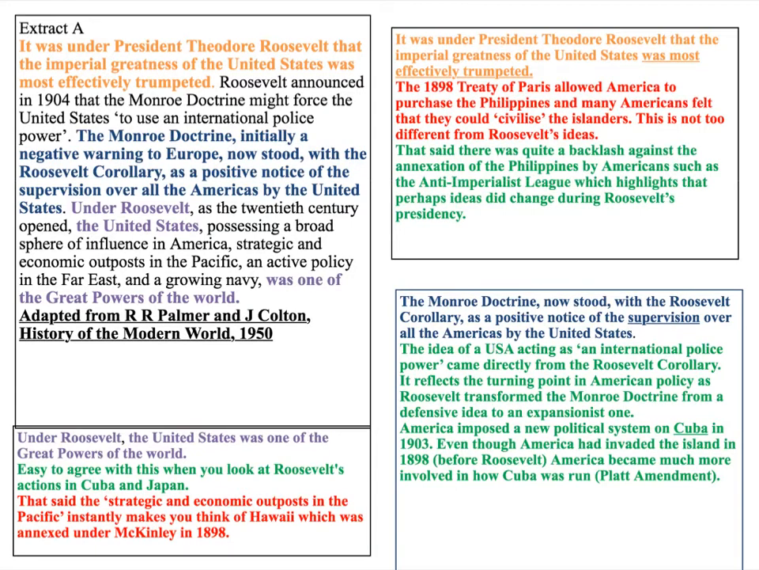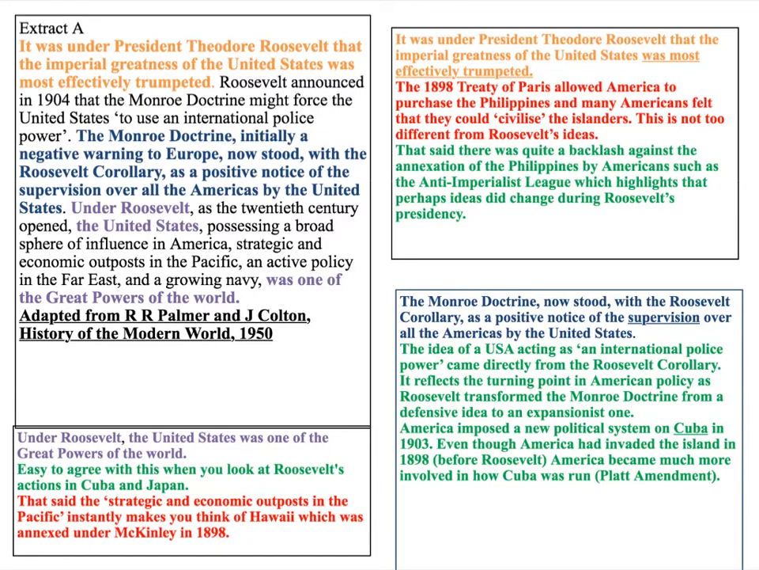Okay, if we move on to the Monroe Doctrine and the Roosevelt Corollary, supervision over all of the Americas by the United States, and that's a key word from the extract. Okay, and as I've put here, Roosevelt talked about America acting as an international police power, and that came directly from the Roosevelt Corollary. It reflects a turning point in American policy as Roosevelt transformed the Monroe Doctrine from a defensive idea into an expansionist one.